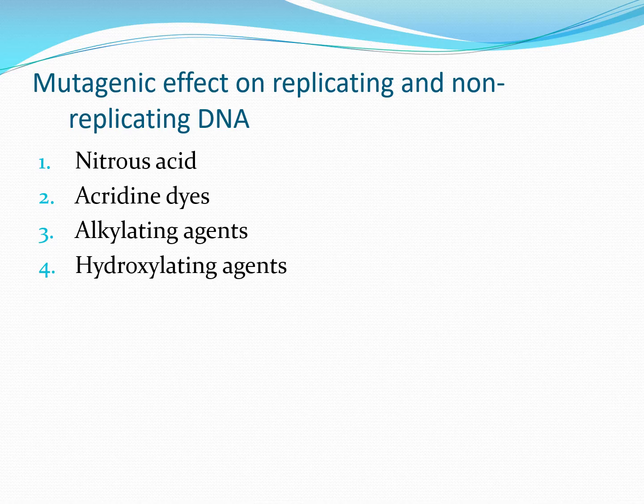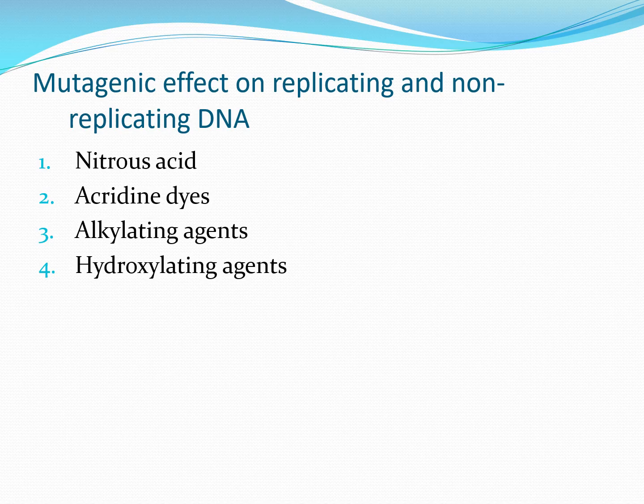First, nitrous acid. It deaminates bases, converting, for example, cytosine to uracil. On replicating DNA, this leads to permanent mutations after one round of replication. On non-replicating DNA, the damage sits there but remains silent until the cell divides.